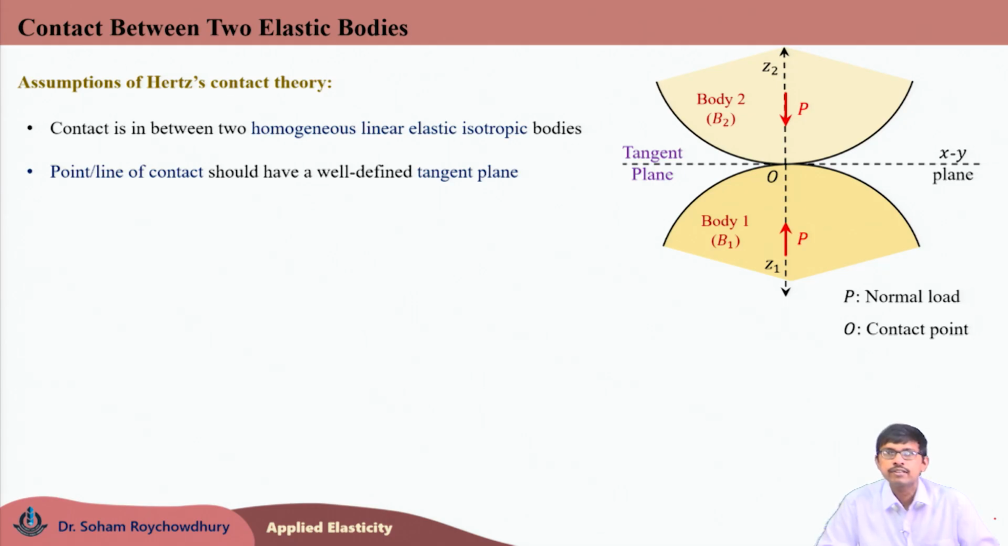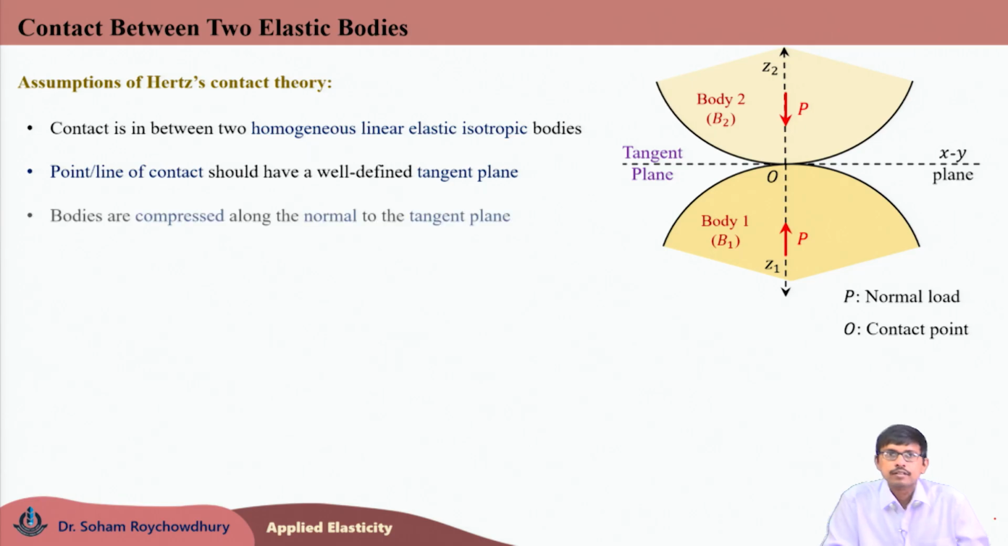For such cases, if a sphere is coming in contact with another body, the point of contact would be there, contact will be there at a single point. However, instead of a sphere, if a cylinder is coming in contact with a flat surface, in that case a line contact would be generated. So, sphere coming in contact with another sphere or flat face would result a point contact, a cylinder coming in contact with a flat face will result a line contact. Now, at the point or line contact there should be a well defined tangent plane. For the present problem of contact between body 1 and body 2, tangent plane is the XY plane.